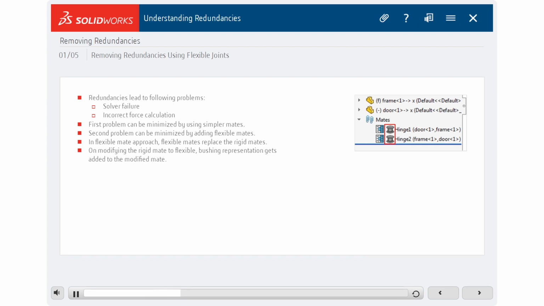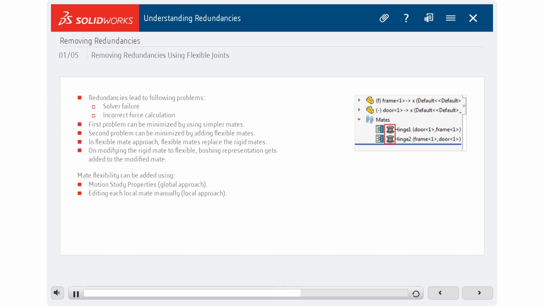The second problem can be minimized by manually modifying the mates to remove the redundancies in the requested location, that is, by using flexible mates. In this approach, flexible mates are used in place of mathematically rigid mates. The stiffness of the mates in the respective directions decides on the distribution of the reaction forces. You can add flexibility to the mates either by using motion study properties or editing each local mate manually.